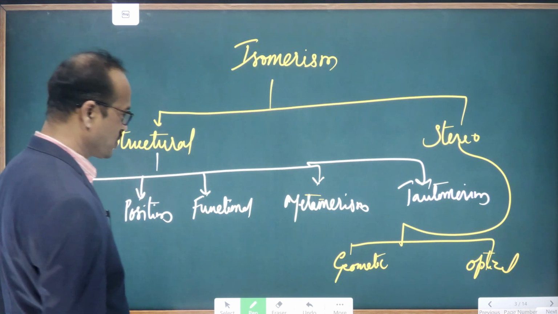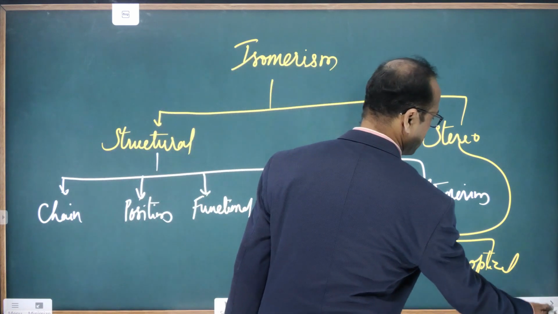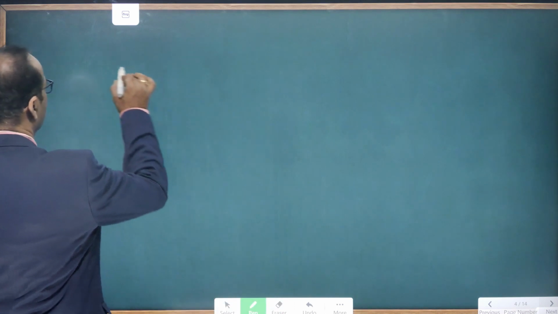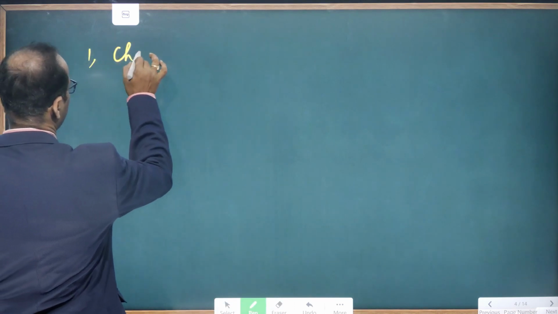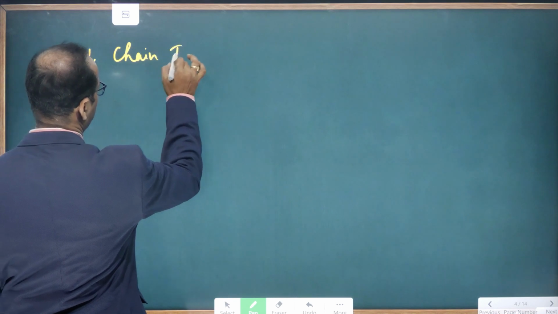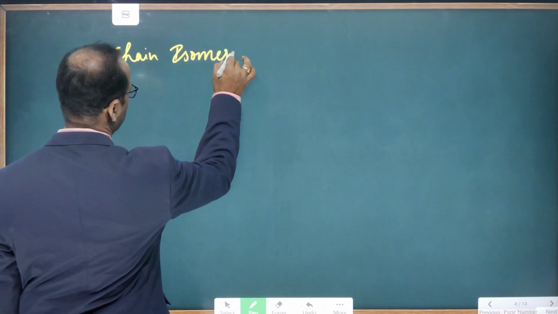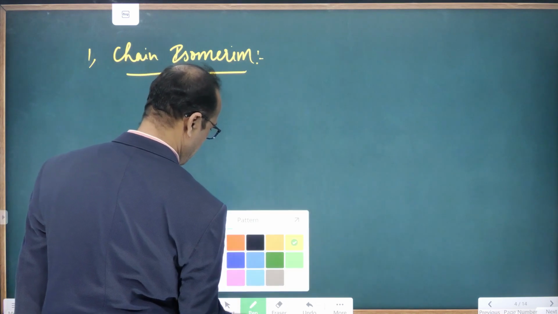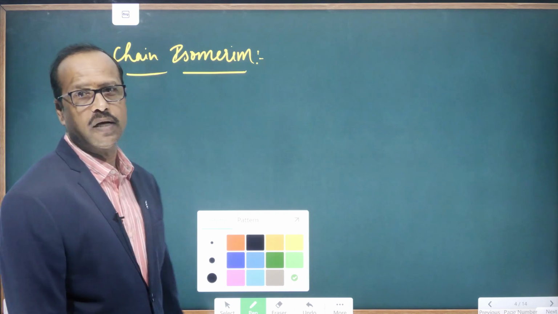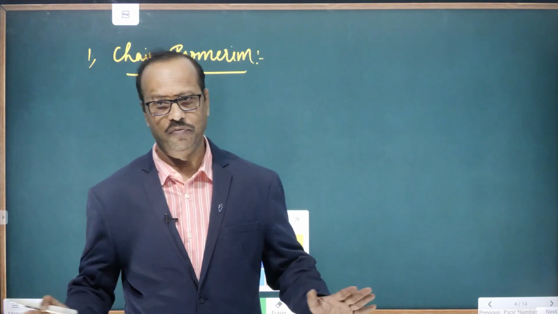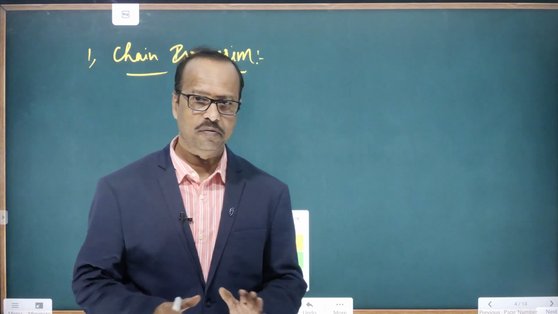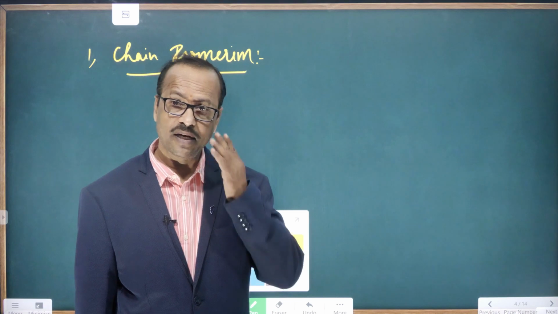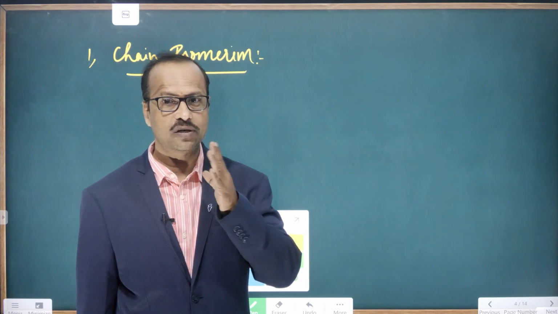Okay, 1, 2, 3. Let's try to complete at least 3 today. So the first one is what? Chain isomerism. So students, chain isomerism means what? Compounds having the same molecular formula. The molecular formula remains the same, but they differ in the root word or longest chain.